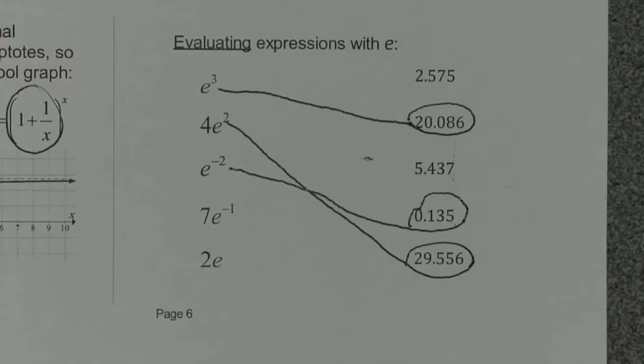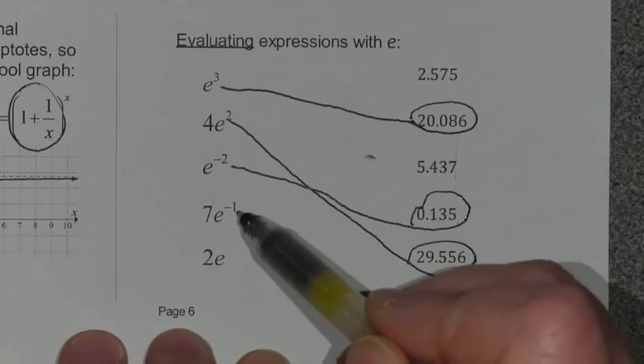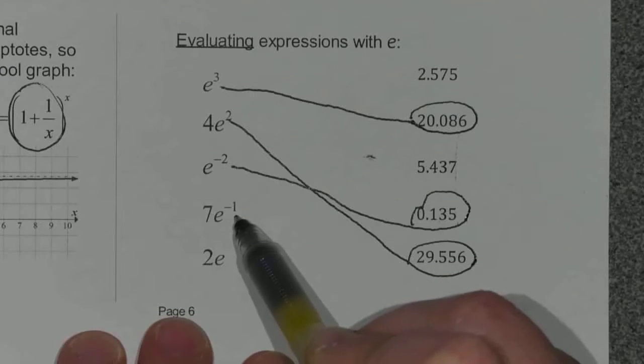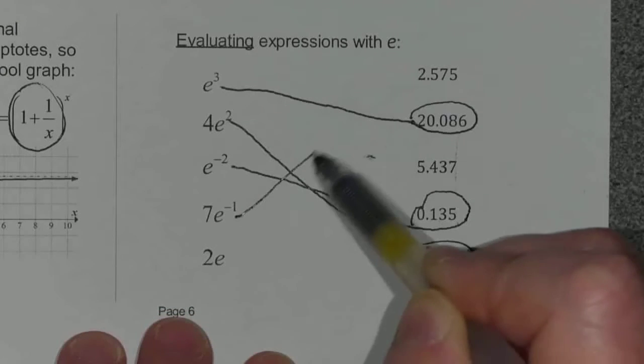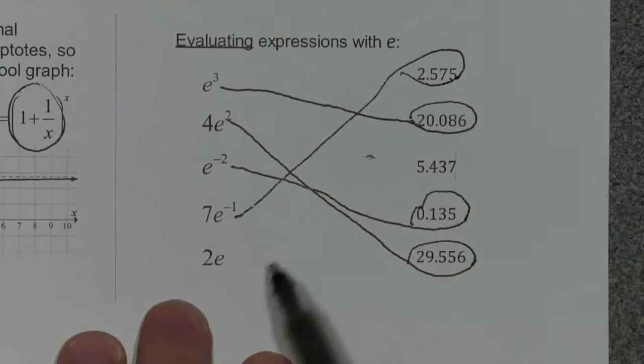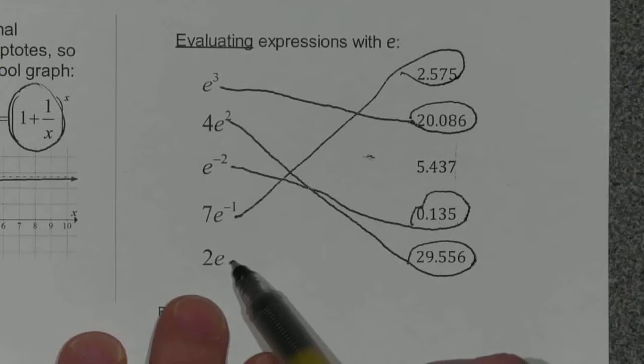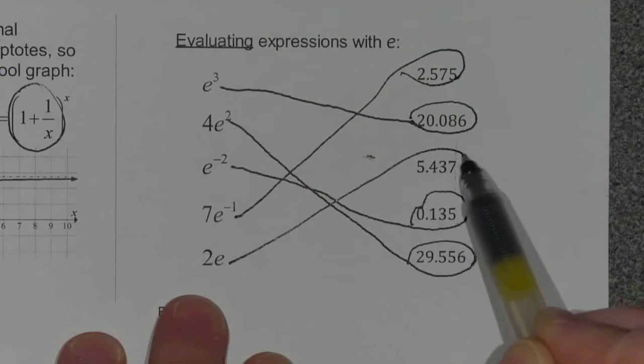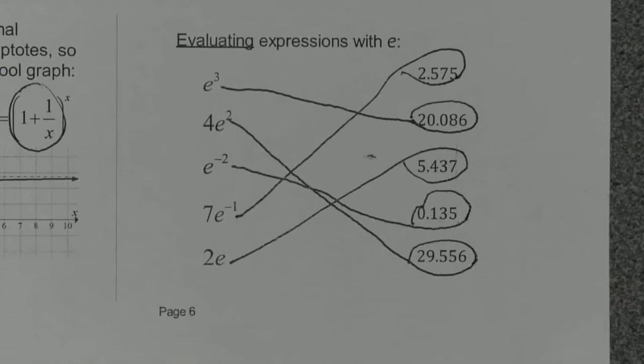And then you do 7 times e to the negative 1. 2.575. And then 2 times e is 5.437. Questions on how to punch that in the calculator? That's a piece of cake so far, right?